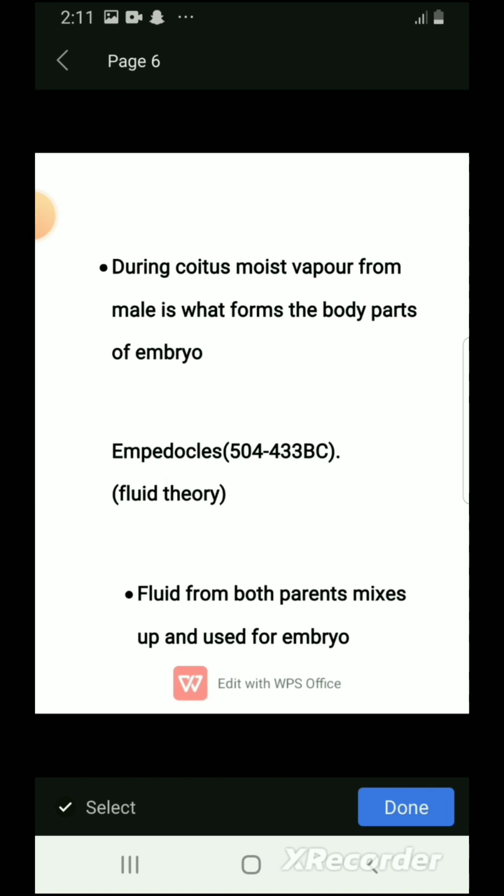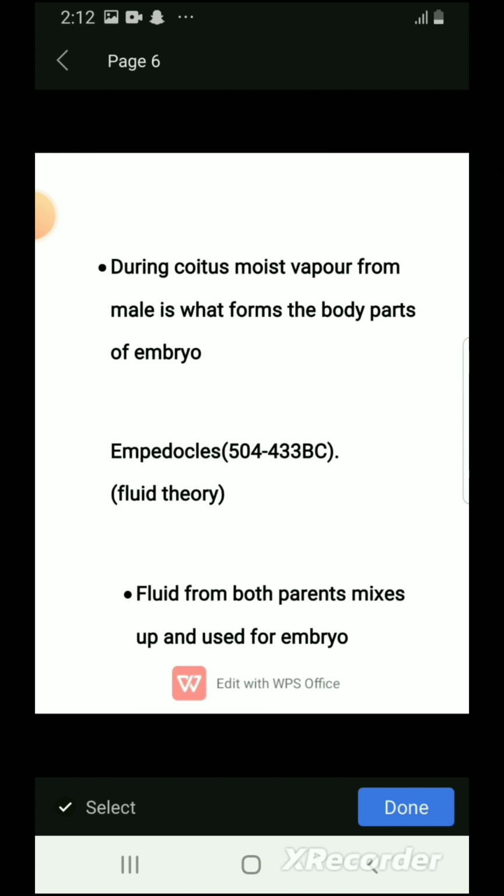Then coming to the second theory under vapor and fluid, this second theory is basically on fluid, not on vapor. You should know the differences. The man behind this second theory is Empedocles, who said in this theory that the fluid of both parents mixes together to form the embryo. Unlike Pythagoras, this time the two fluids mix together to form the embryo.